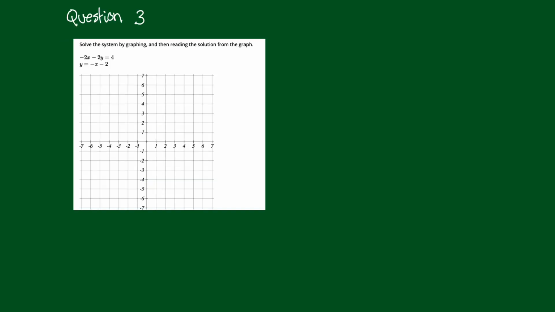Question 3, again, we're supposed to solve this system by graphing. Now, I've got two equations here. I'm going to call the top one equation 1 and the bottom one equation 2. Now, something looks curious to me here. Look at this top one. You see, I've got a -2, a -2, and a 4. If I divide this by 2, I'm just going to do that to see what happens here.